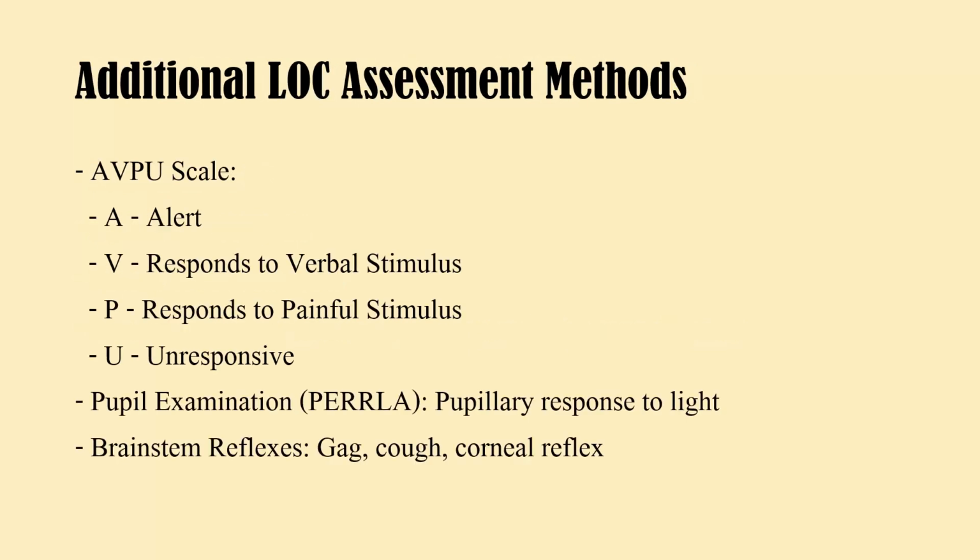In addition to the GCS, alternative methods for assessing LOC include the AVPU scale. This scale categorizes patients as alert, responsive to verbal stimuli, responsive to painful stimuli, or unresponsive. Other key assessments include pupillary response, known as PERRLA, and brainstem reflex testing, which evaluates the gag, cough, and corneal reflexes.